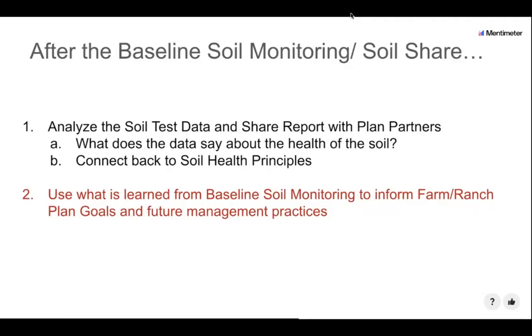And really using this report, this analysis as a baseline for, as I think Eva mentioned, the next step of the process, which is the pathfinding or goal setting part of the planning process. So using what is learned from the baseline soil monitoring event to inform what are some healthy soil goals that they can focus on in the next 3 to 5 years. Next slide.